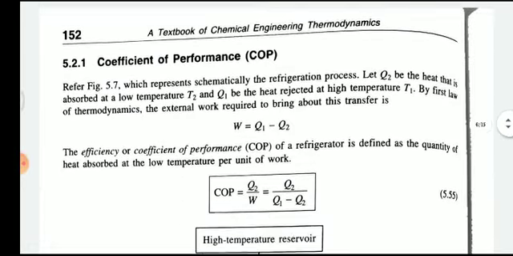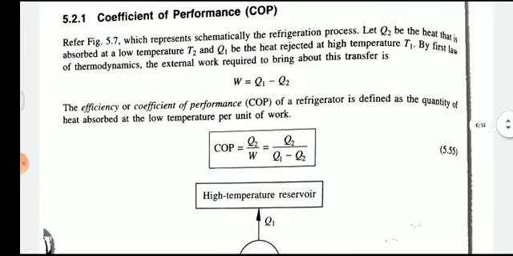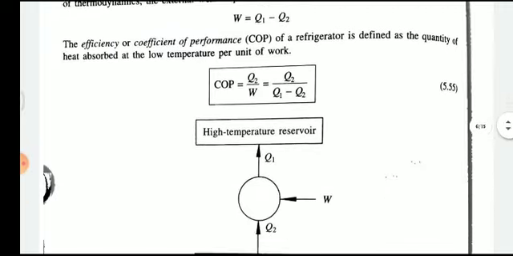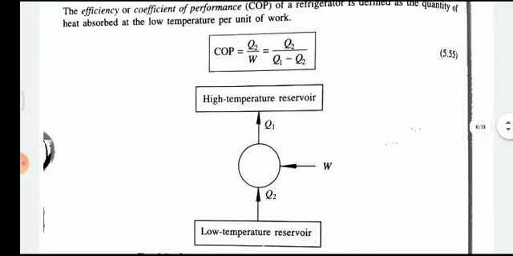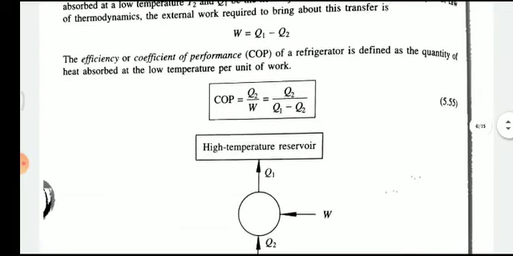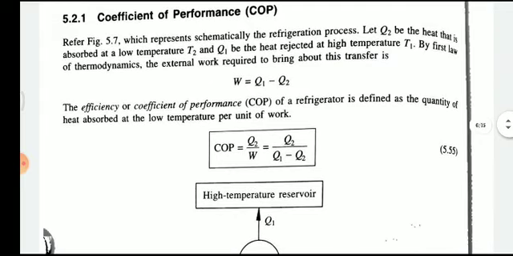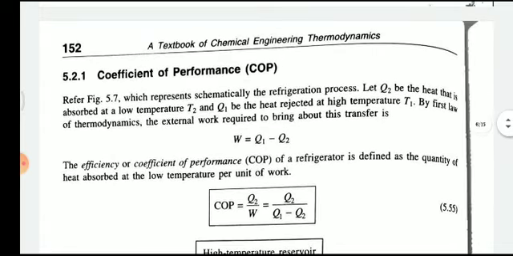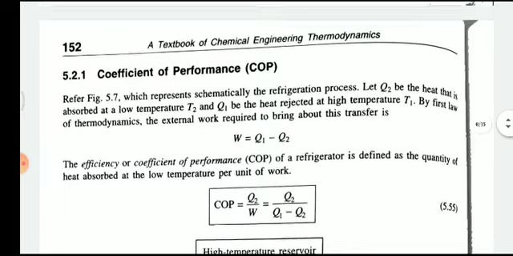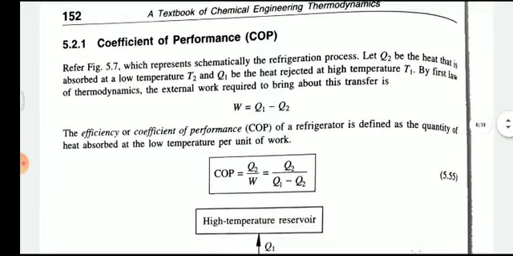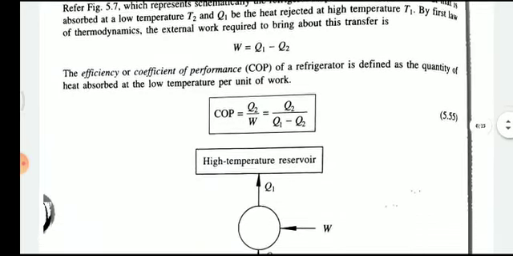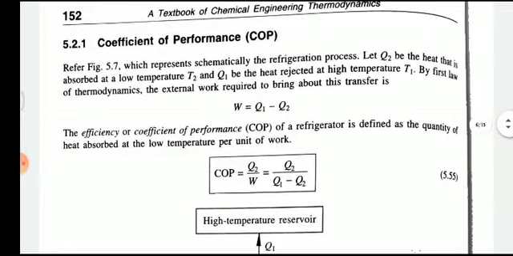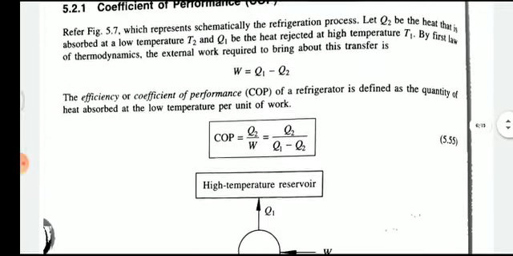So let Q2 be the heat that is absorbed at the low temperature T2, and Q1 be the heat rejected at the higher temperature T1.